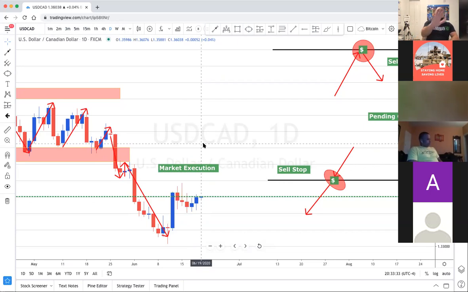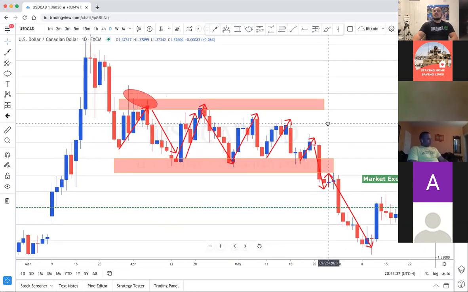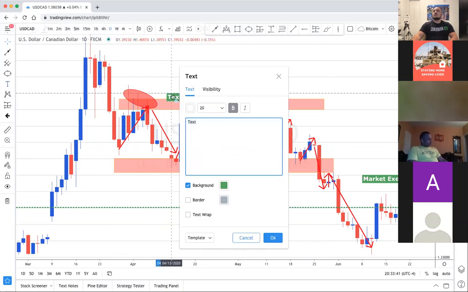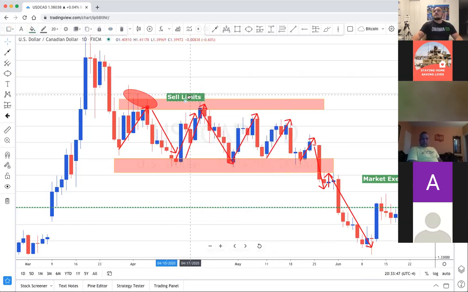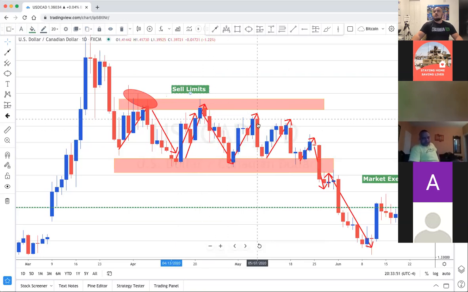An example of this style of trading. We already said these here would have been sell limits. Sell limits means price is going to come up before it comes down. Those are sell limits because you're selling. Selling means it's going down.